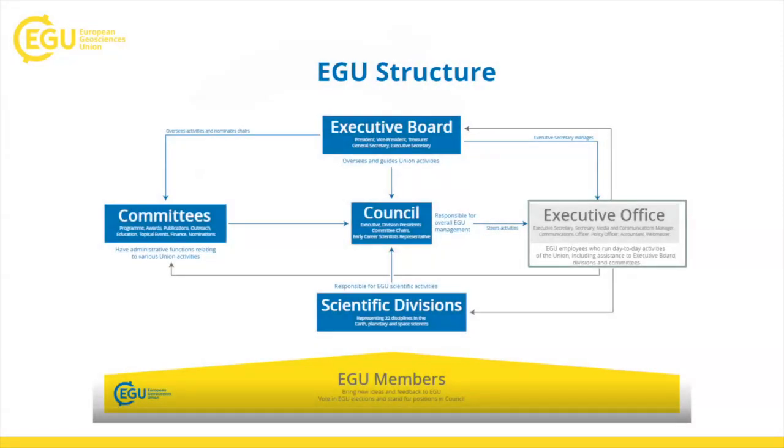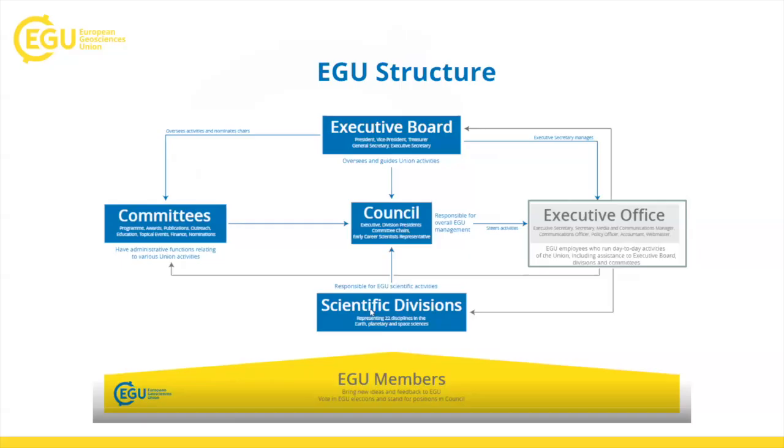But first, just some information about how EGU works. We're a community or volunteer-led and bottom-up organization. So all the decisions are made by a council, which is run by volunteers. They make decisions on the direction of EGU, its overall management. The key ways you can contribute to this decision-making is through your scientific division. Each division has their own president, who sits on the council and votes on the council.